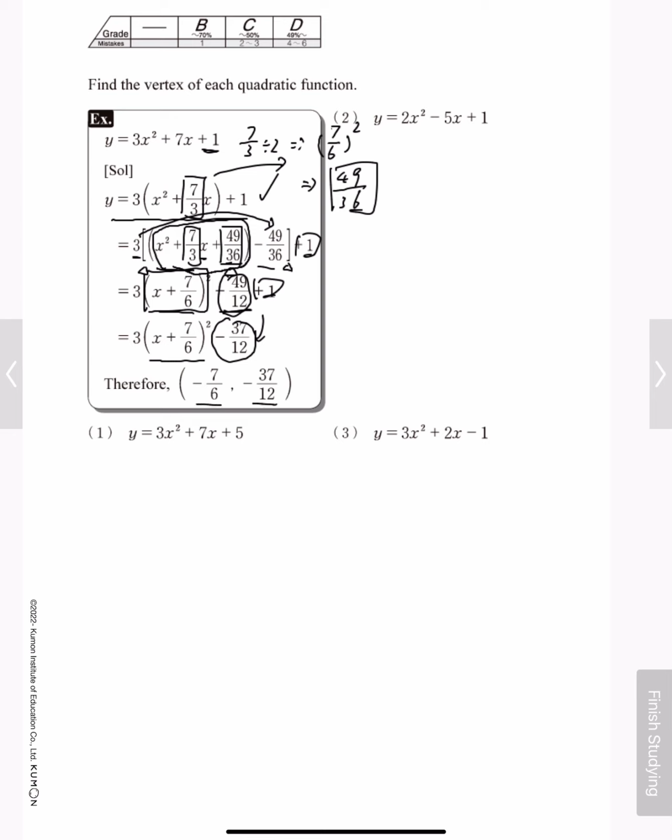Let's try a different question and see if we can apply what we learned in the example. So let's talk about this example here.